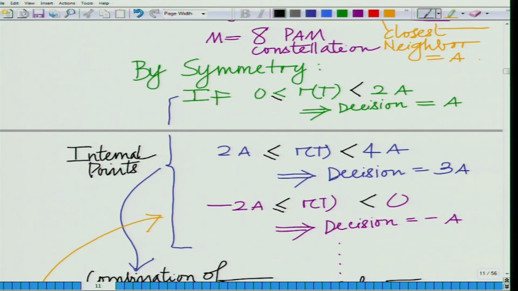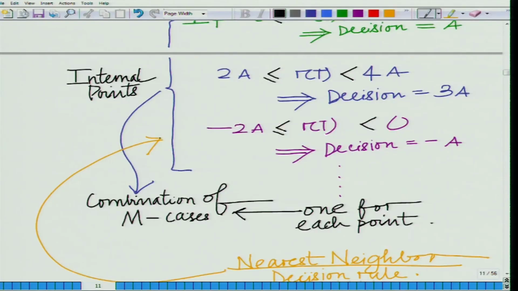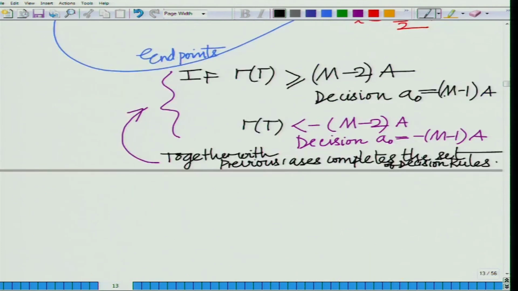Okay, because these points in M-ary PAM are arranged on a line. Some points are the internal points which have 1 point on either side. Then there are the extremities, one towards the extreme right, which has points only towards the left and no point on the right, and one towards the extreme left, which has points only on the right and no point on the left. These points are respectively (M−1)a and −(M−1)a. That is what we have seen. And the corresponding decision rules are, if R_t is greater than or equal to (M−2)a, then we decide a_0 equal to (M−1)a. If R_t is less than −(M−2)a, decide a_0 is equal to −(M−1)a. Okay. Now, these are complete.